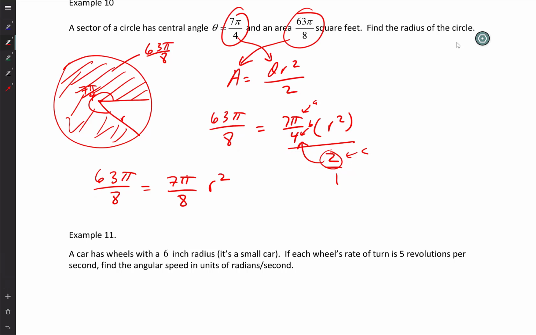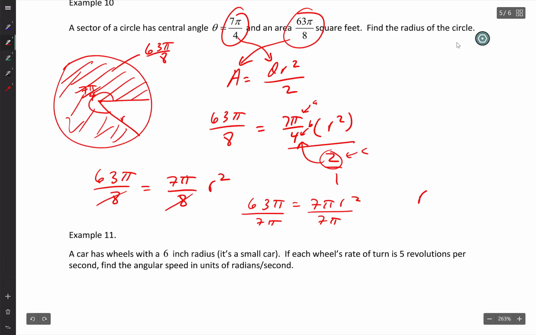You should go celebrate. I'm going to multiply by 8, guys. Get rid of that 8 down there. So now I have 63 pi equals 7 pi r squared. And I'm just going to divide by 7 pi, divided by 7 pi, divided by 7 pi. 63 divided by 7 is 9. So r squared equals 9. And you can already see where we're going with this. Square root. And there's my radius.